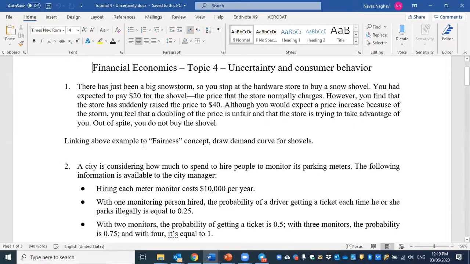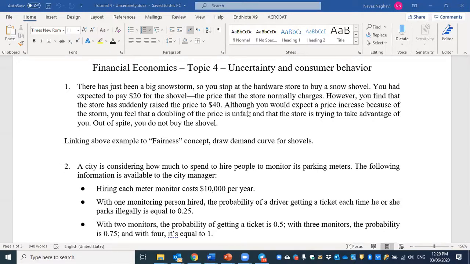So now I'm asking you to link this example to the fairness concept. Do you feel the consumer reaction here? If we want to talk about pure economic theory, it's very simple. It is the law of demand, and then the external factor, which is, for example, the snow, that is affecting the demand.